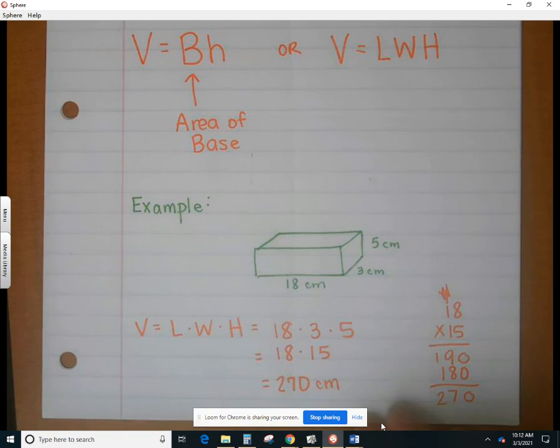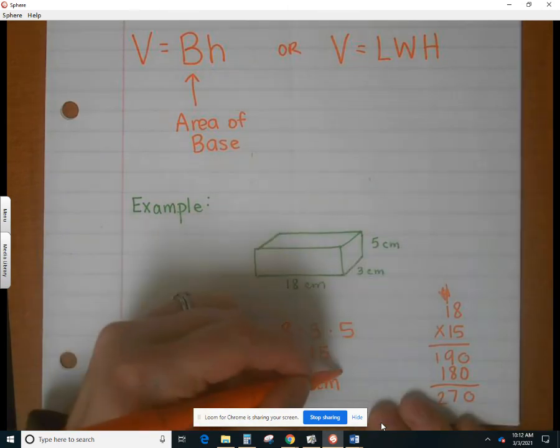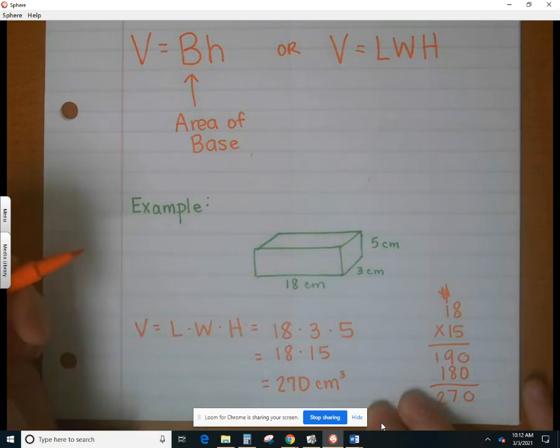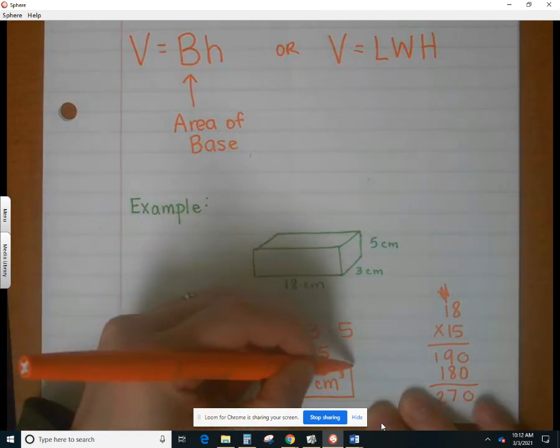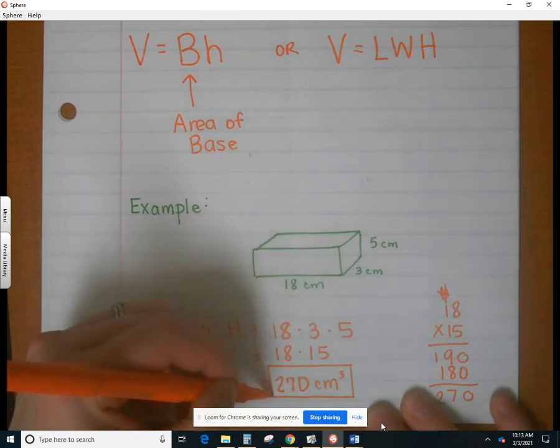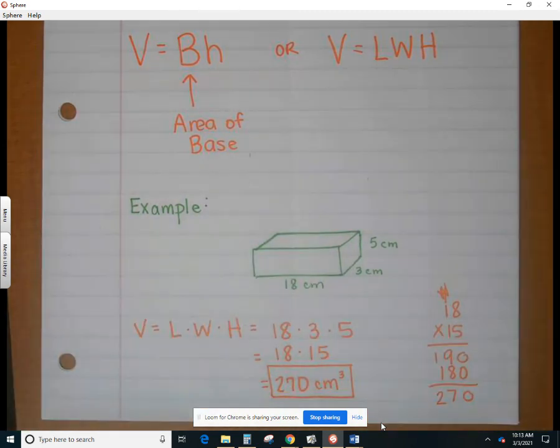It was centimeters. Remember that area is in square units, but volume is in cubic units. And so this is cubic centimeters, and so it's to the power of 3 instead of the power of 2. And that's because, again, this is a 3-dimensional object, not a 2-dimensional object.